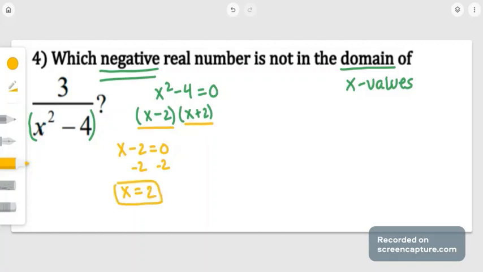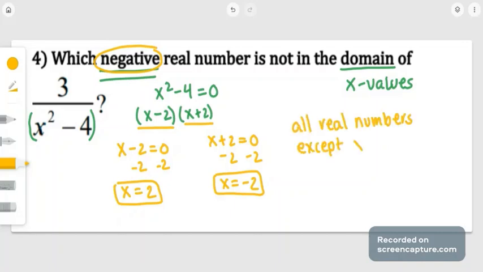The same thing here, x plus 2 equals 0. It will give us -2. x equals -2. Now they said in the question that they needed a negative real number. So the answer will be x equals -2.